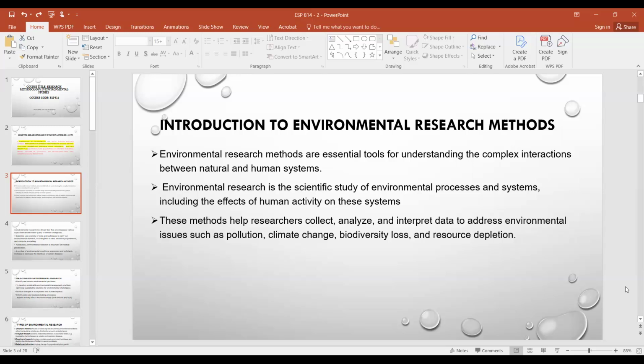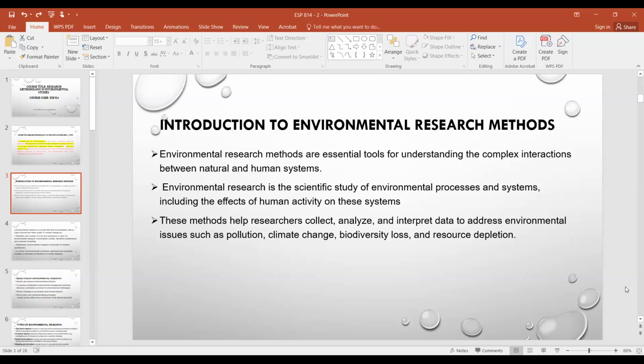Environmental research is the scientific study, remember to put scientific, of environmental processes and systems. This includes the effects of human activity on the ecosystem that we are talking about. These methods enable researchers like me, like yourself, to collect, analyze, and interpret data. And why are we doing that? To address environmental issues.